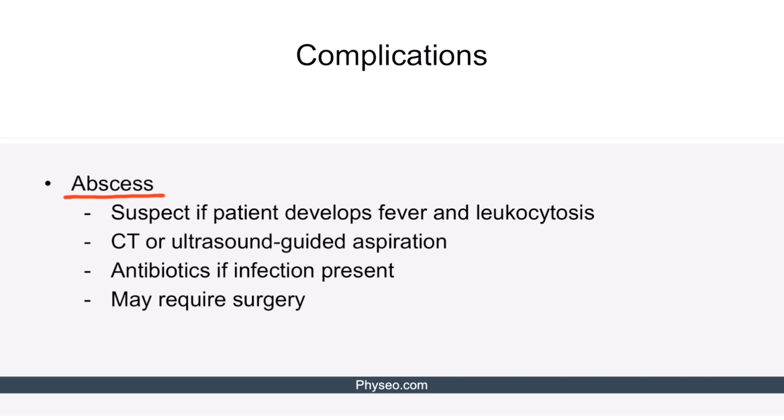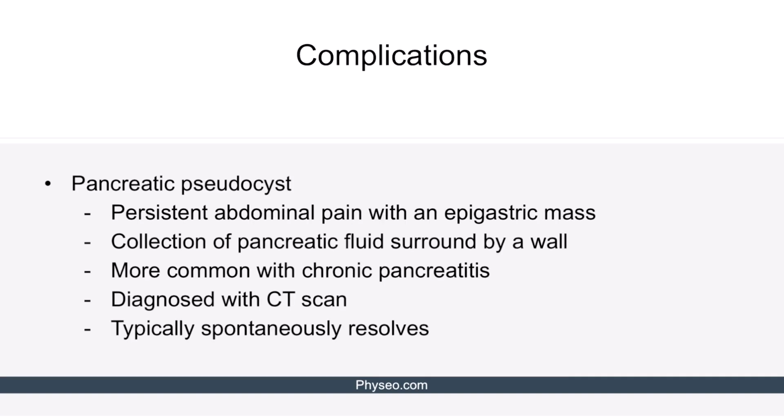The abscess should be aspirated using CT or ultrasound. If the fluid shows that there is an infection present, the patient should receive antibiotics. And if the abscess persists, the patient may require surgery. Another complication to be aware of is a pancreatic pseudocyst. This complication typically presents with persistent abdominal pain with an epigastric mass. It's due to a collection of pancreatic fluid that becomes surrounded by a wall. While this can be a complication of acute pancreatitis, it's more commonly associated with chronic pancreatitis.